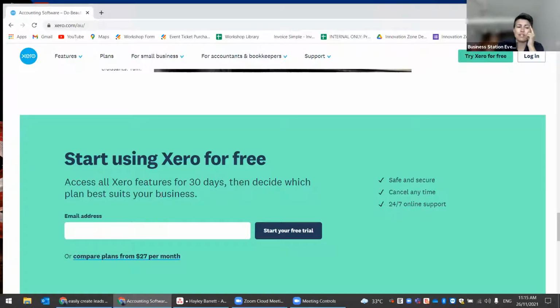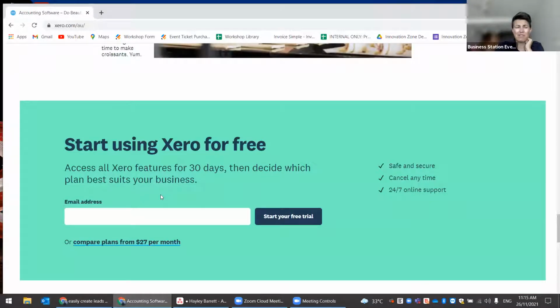So while I'm not sponsored by Xero, I do quite like Xero for managing my own books. I think once it's set up properly, it really simplifies your life a lot. It also helps you see your cash flow, your P&L and all those important numbers that you need to look at. You can see it on the go. But anyway, we're not here to talk about Xero.